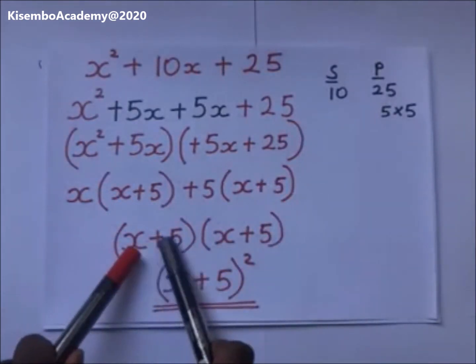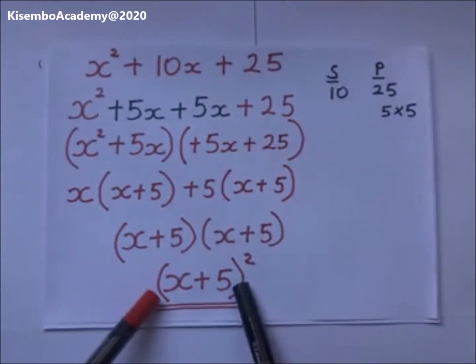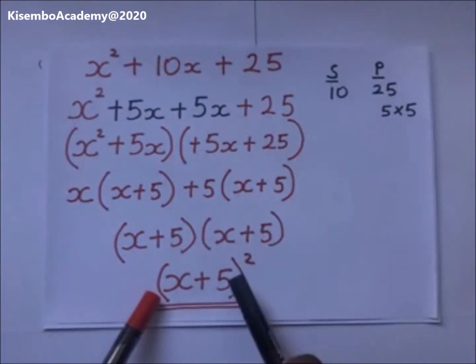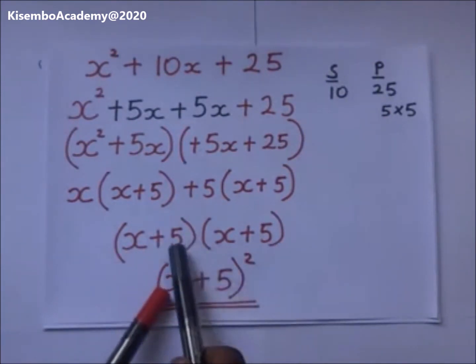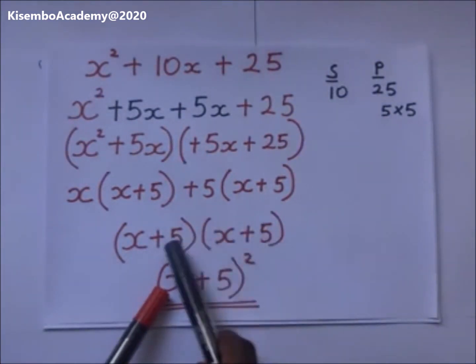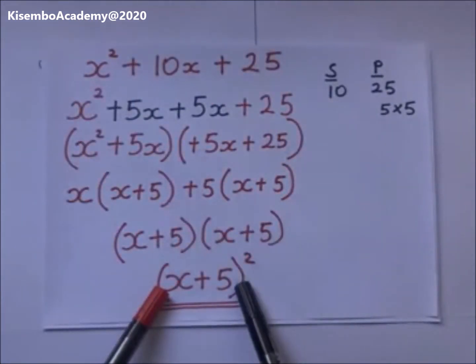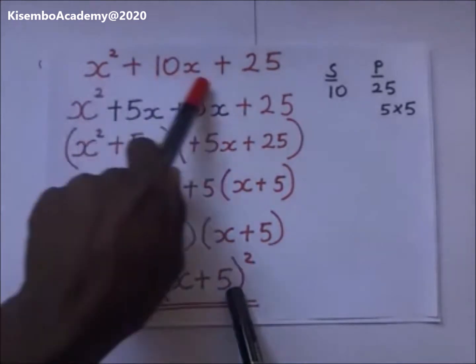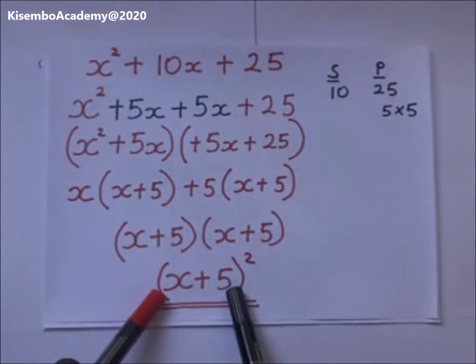And you realize that it is x plus 5, which is the same term, and we end up having x plus 5 squared. So because we are having x plus 5 squared, it means that the roots of this quadratic equation are the same. It is 5. So this makes this quadratic expression a perfect square.